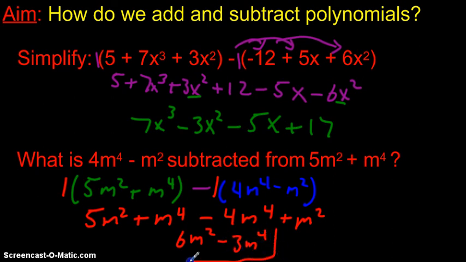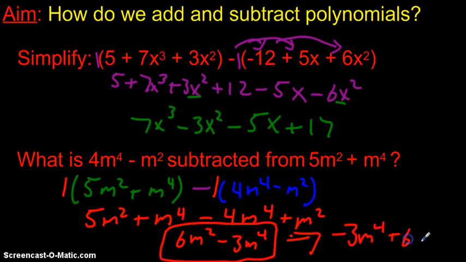And this is probably not the answer I'm going to see on the Regents in the multiple choice section. I would probably see this one, minus 3m to the fourth plus 6m squared, because convention says we write the highest exponent first. So while both of these are equivalent expressions, we would normally write it the other way.